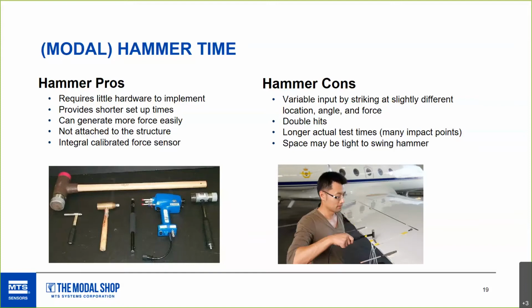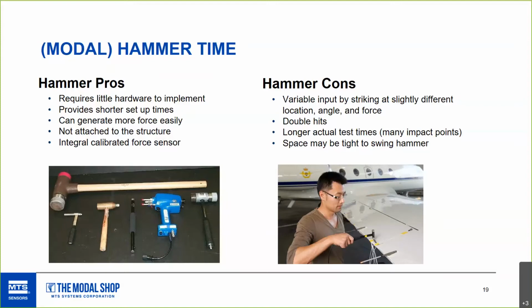You can start to fill out a modal matrix, if you're envisioning the structure as a mesh of data that you need to collect with force inputs and measured outputs. You can complete a modal matrix pretty well with a hammer, but it's a lot of timekeeping and record keeping, and your software should be able to keep up with it. And your space might be tight to actually swing something.